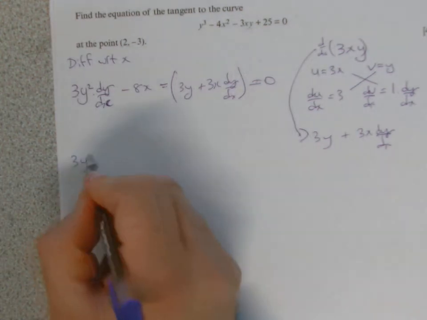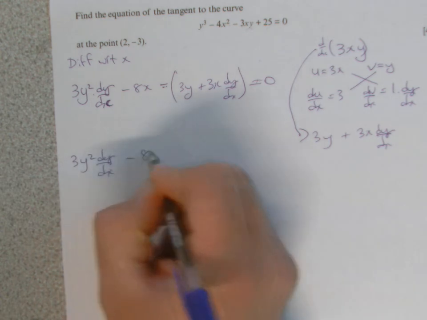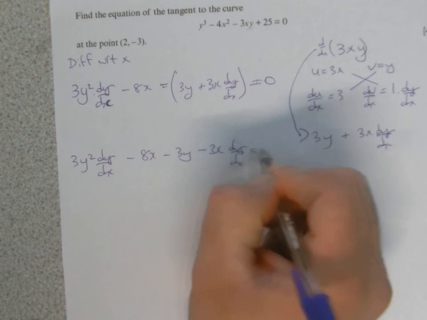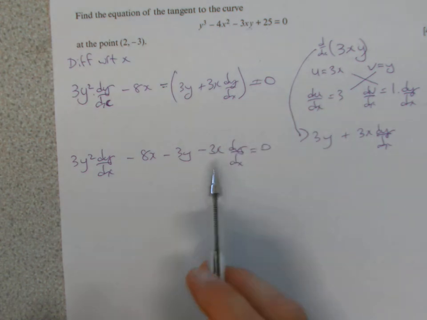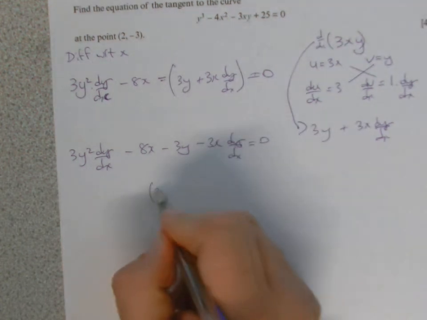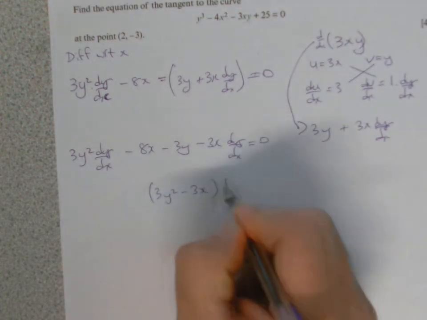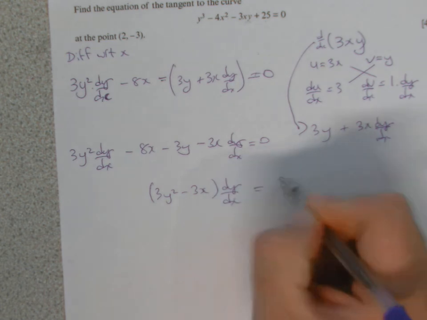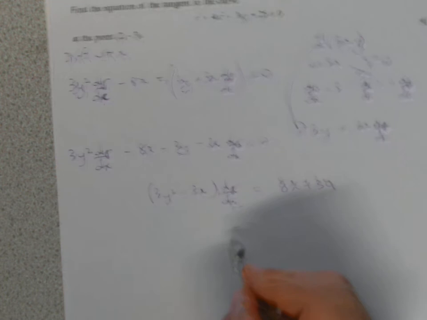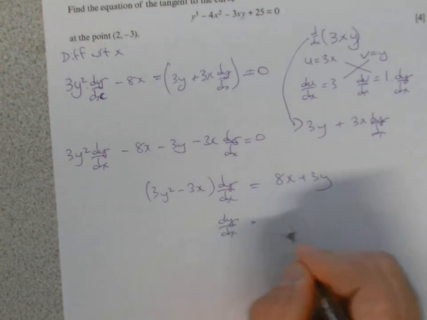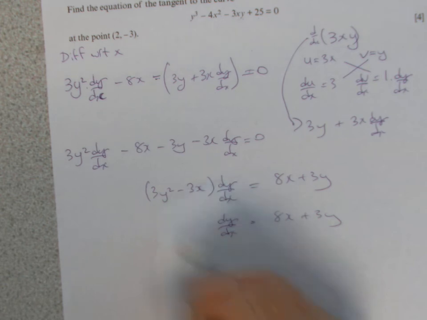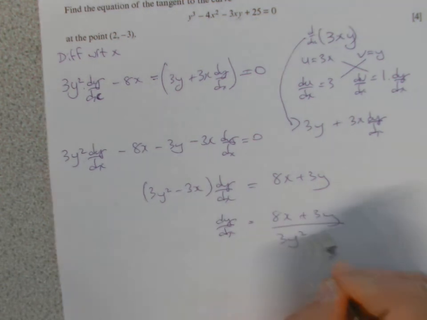What I'll do next is I'll just take that out of the bracket now. So take away 3y, take away 3x dy/dx equals 0. Then factorize. Okay, get the dy/dx terms on one side, the x and y on the other side. So you've got 3y squared, take away 3x, times dy/dx. That's factorizing dy/dx. And then you've got 8x plus 3y on the other side. dy/dx then, quite simply, to get that on its own, don't forget you're timesing by dy/dx, this bracket here, so take it over, and we divide.